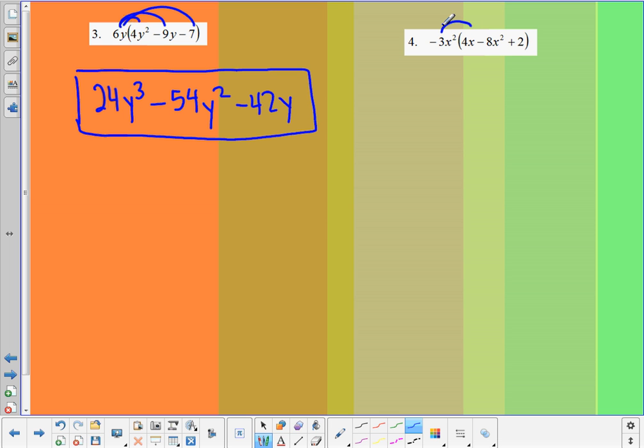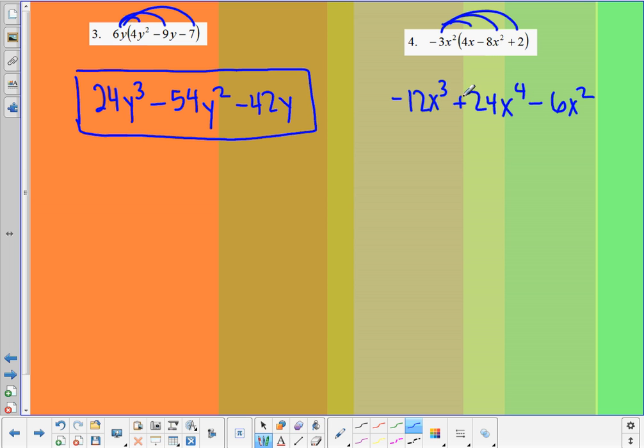And number 4, last one in this little section here. Distribute that negative 3x on the outside. Negative 3 times 4 is negative 12. X squared times x is x to the third. So that's the first term. Negative 3x squared times negative 8x squared. That's going to be positive 24. X squared times x squared is x to the fourth. And negative 3x squared times 2 is negative 6x squared.